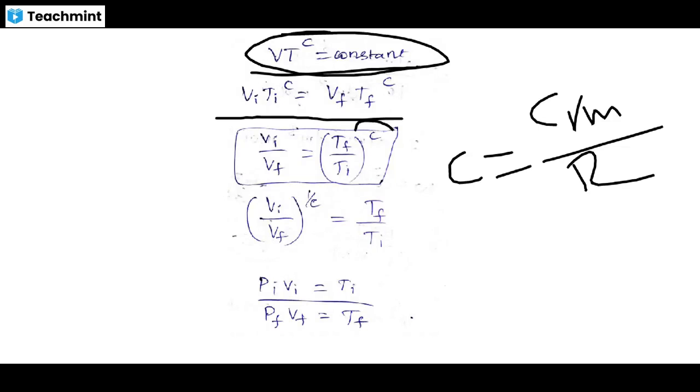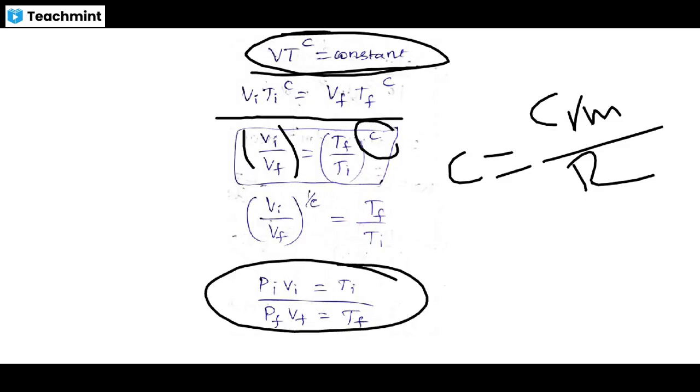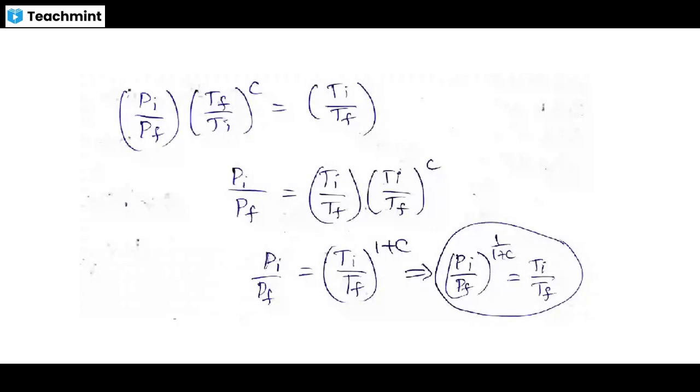If you take the C to this side, it will come like 1 by C. So 1 by C, Vi by Vf is equal to 1 by C into Tf by Ti. This is from the ideal gas law: PiVi is equal to RTi, PfVf equal to RTf. Don't confuse: Pi means initial pressure. They mention it sometimes as P1 or P2. F means final pressure. So if you divide these two, you get Tf by Ti.